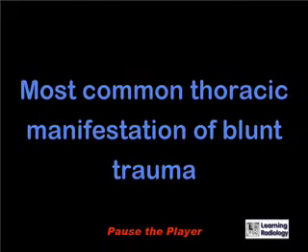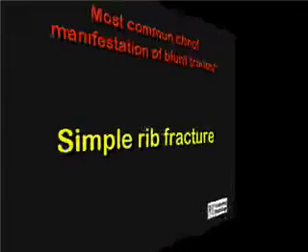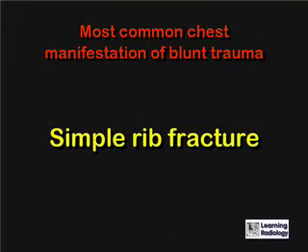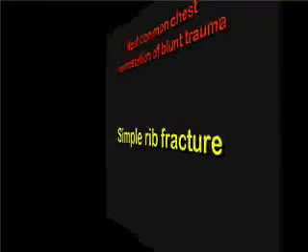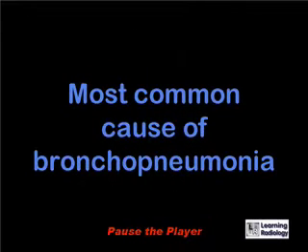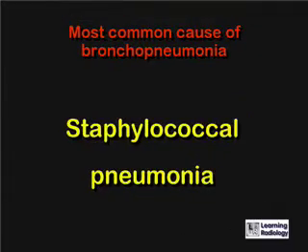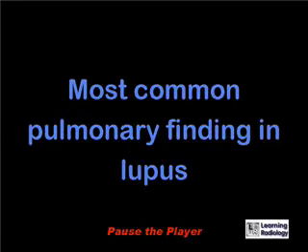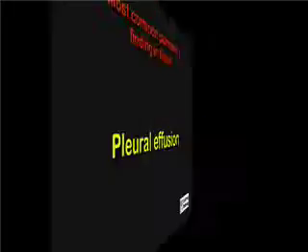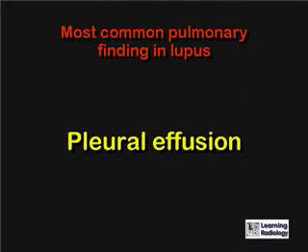What is the most common thoracic manifestation of blunt trauma? Simple rib fractures. What is the most common cause of bronchopneumonia? Staphylococcal pneumonia. What is the most common pulmonary finding in lupus? A pleural effusion.